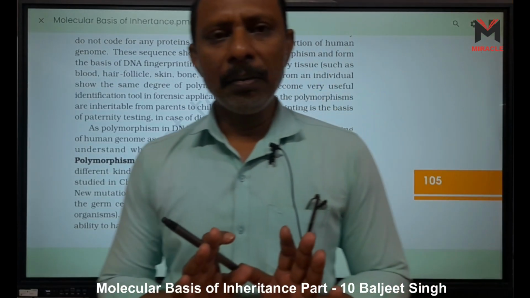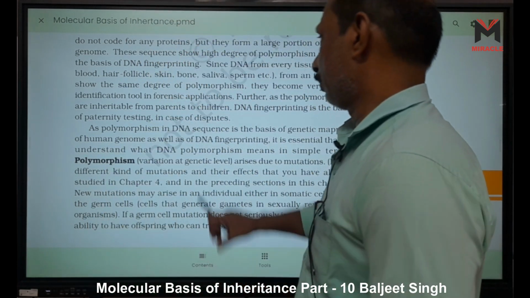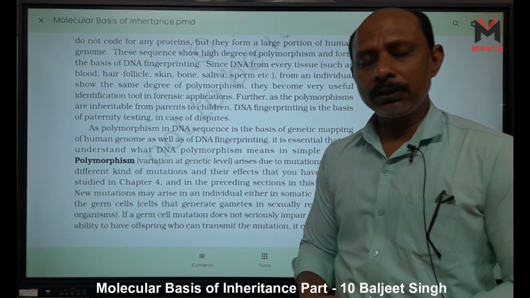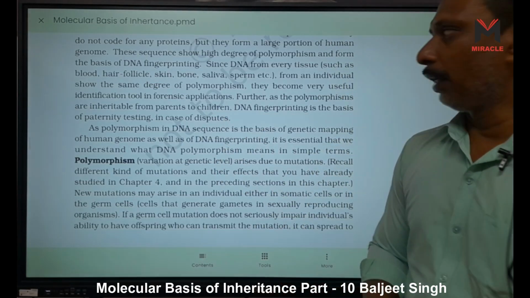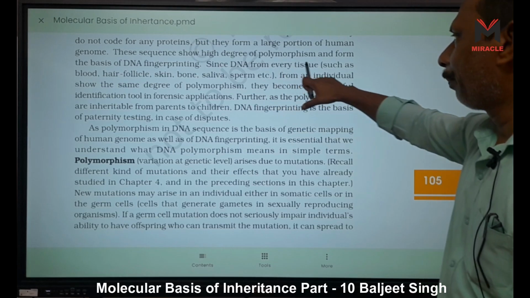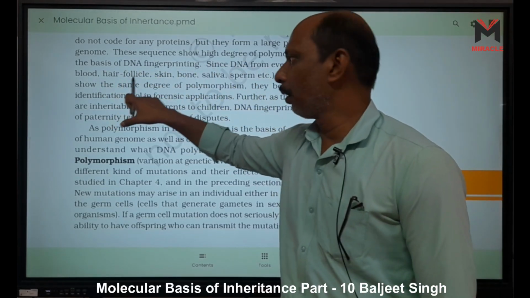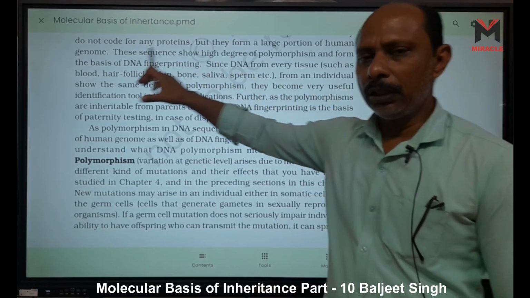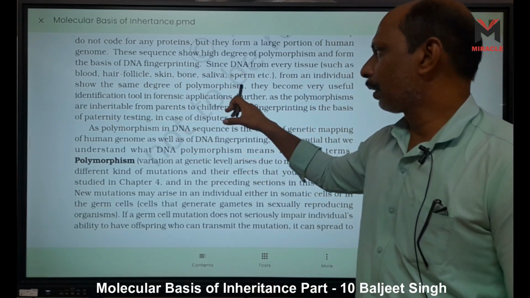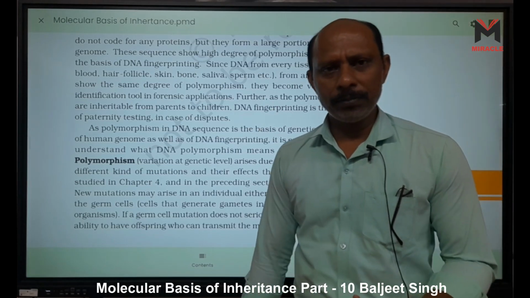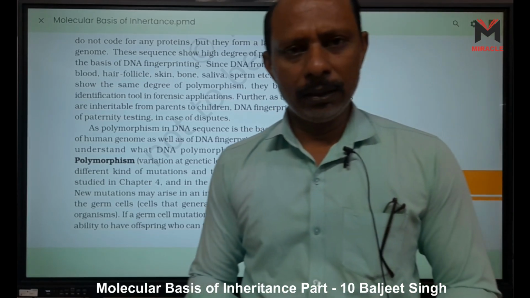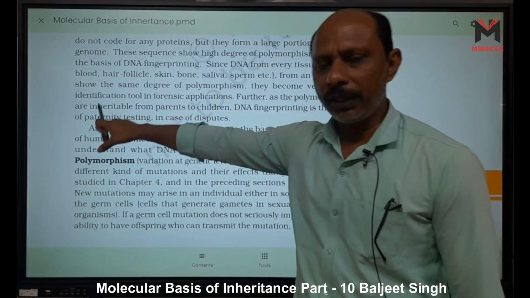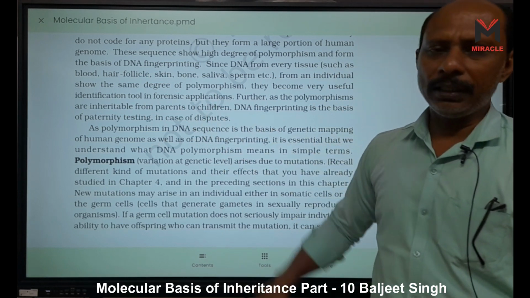Polymorphism means many forms are there. This is very important for DNA fingerprinting, and we can also say this is the basis of DNA fingerprinting. DNA from every tissue, such as blood, hair follicle, skin, bones, saliva, sperm, etc., from an individual shows the same degree of polymorphism, because it is the same animal and the same DNA. So they become a very useful identification tool in forensic applications.